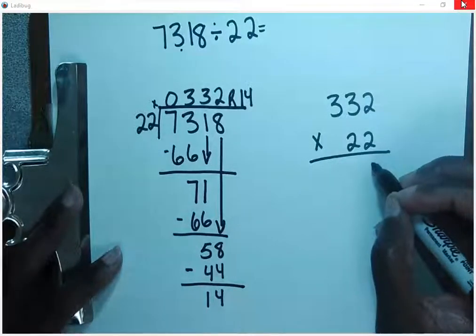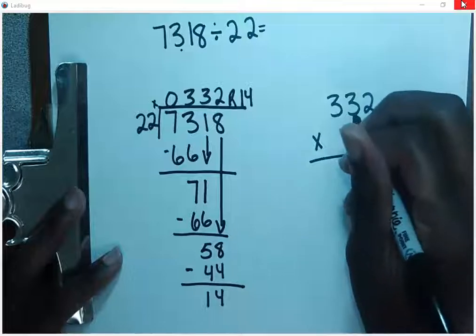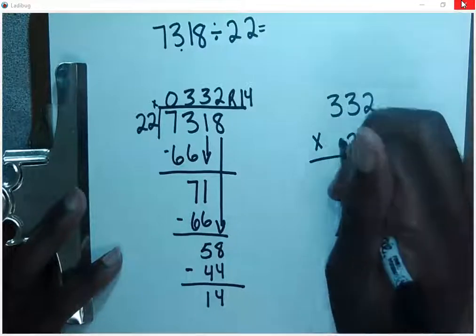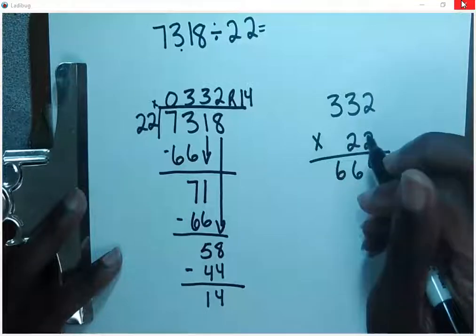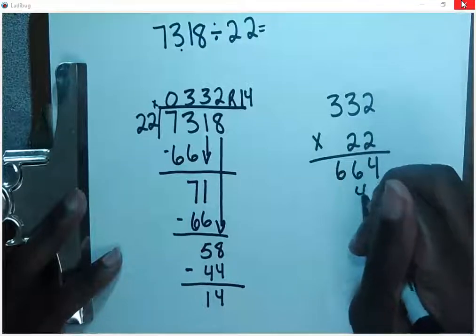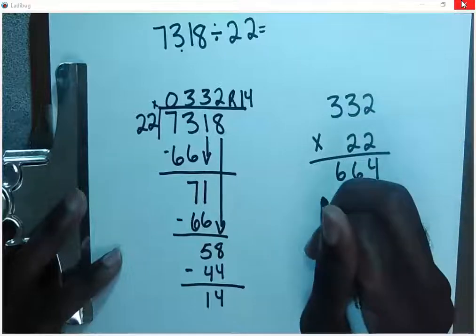So using standard algorithm, we're going to multiply 2 times 2 and get 4. 2 times 3 is 6. 2 times 3 again is 6. Now I'm going to drop my 0 in the 1 spot. 2 times 2 is 4. 2 times 3 is 6. And 2 times 3 is 6.